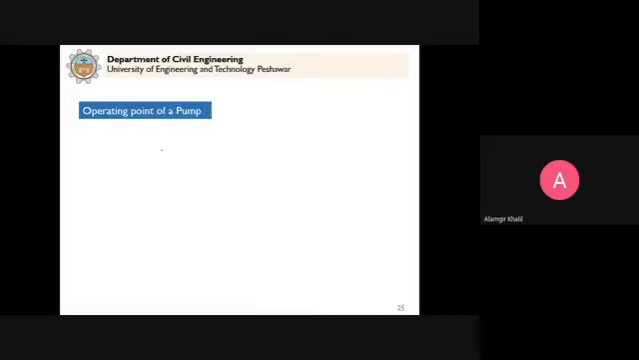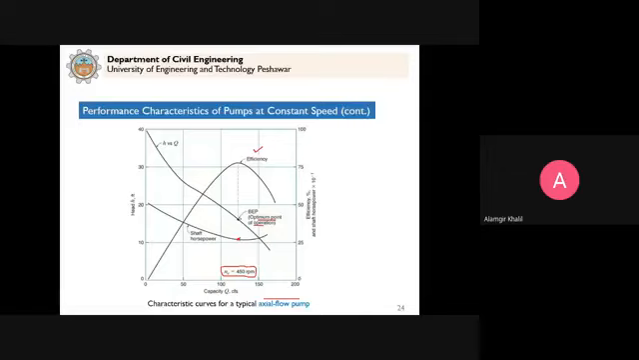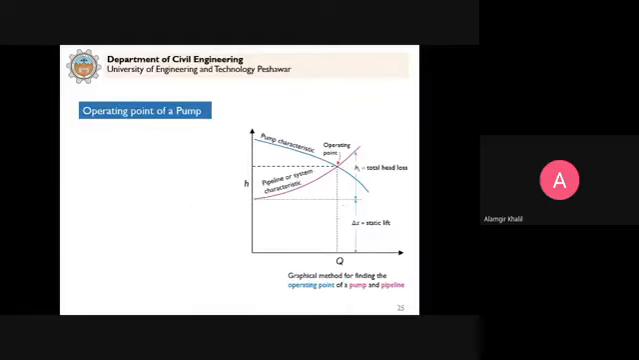Now, how to determine this operating point of a pump? You see the optimum point of operation. So how we can determine this operating point of a pump so that the pump can operate at this point, and that should be corresponding to the maximum efficiency. So for that, what we have is known as the graphical method for finding the operating point of a pump and pipeline.